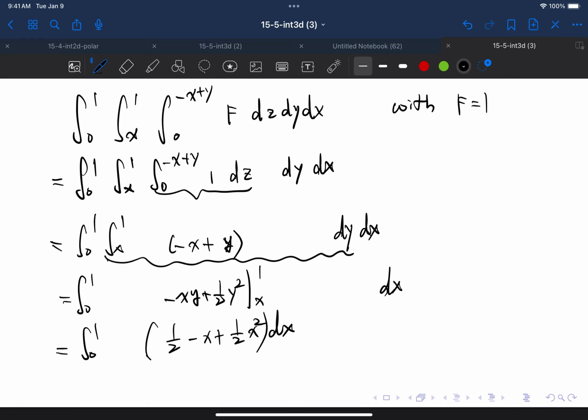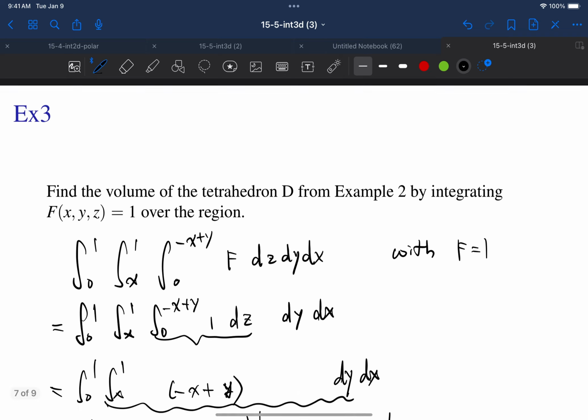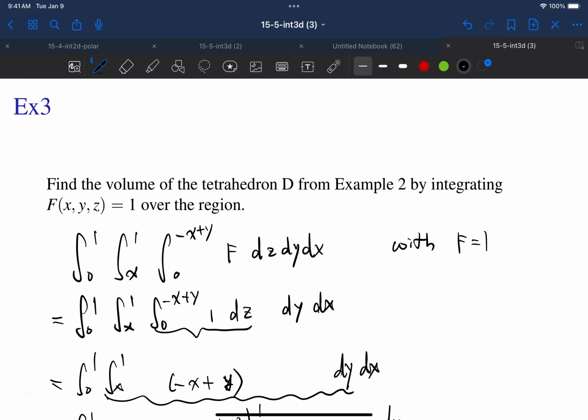Now it's entirely Calc 1. So at the end we have the antiderivative 1/2 x, minus 1/2 x squared, plus 1/6 x cubed, from 0 to 1, which is 1/6. So this is the tetrahedron volume by doing a triple integral with integrand 1. For the volume, if we recall the double integral application, for a 2D object you can talk about area instead of volume. At that time, we do a double integral with integrand still 1.